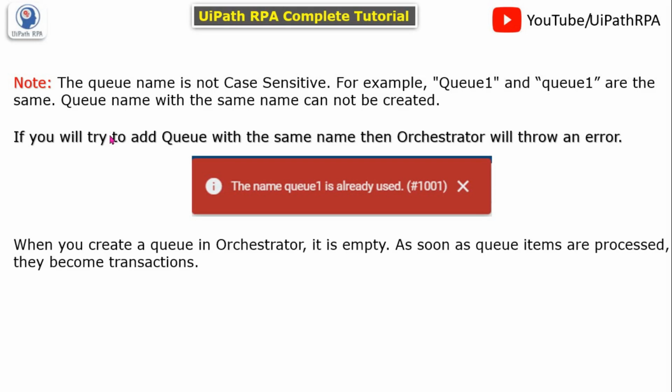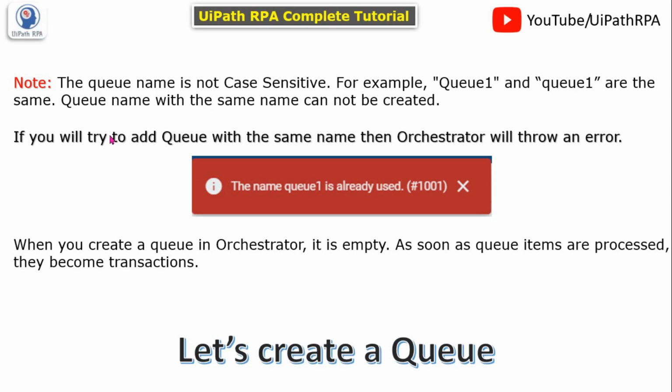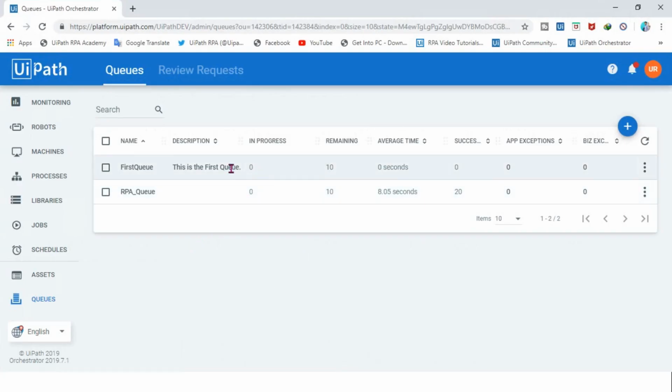When you create a queue in Orchestrator, it is empty. As soon as queue items are processed, they become transactions. So let's create a queue. Let me open the UiPath Orchestrator. Here you can see I have already created two queues. The first is first queue and the second is RPA queue.